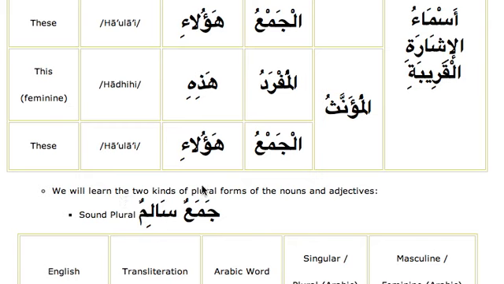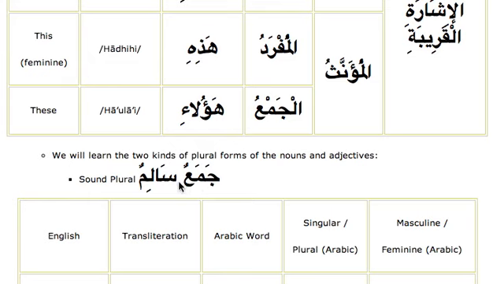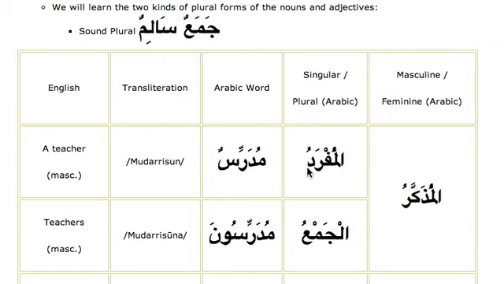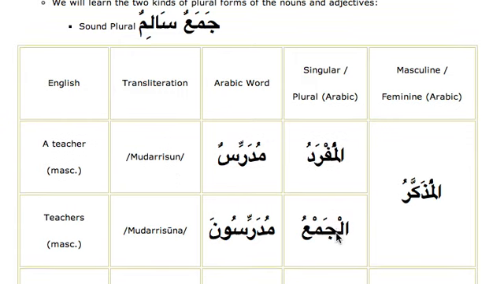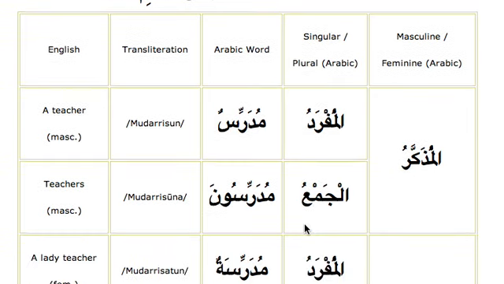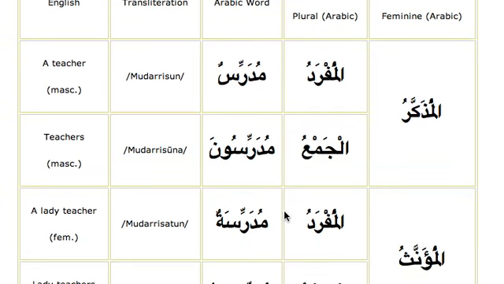These is the same. We will learn the two kinds of plural forms of the nouns and adjectives: sound plural, jam' salim. Sound is not like voice sound. It's like good plural. Yeah, I think something like that. So masculine singular: mudarris, a teacher. Plural: mudarrisun, teachers.